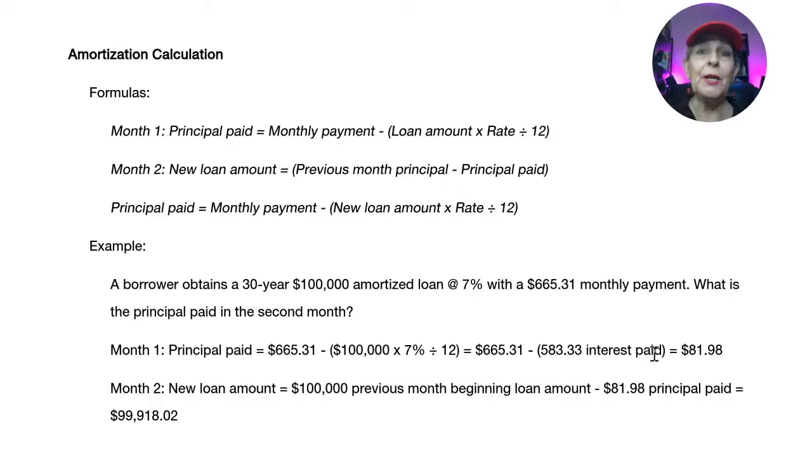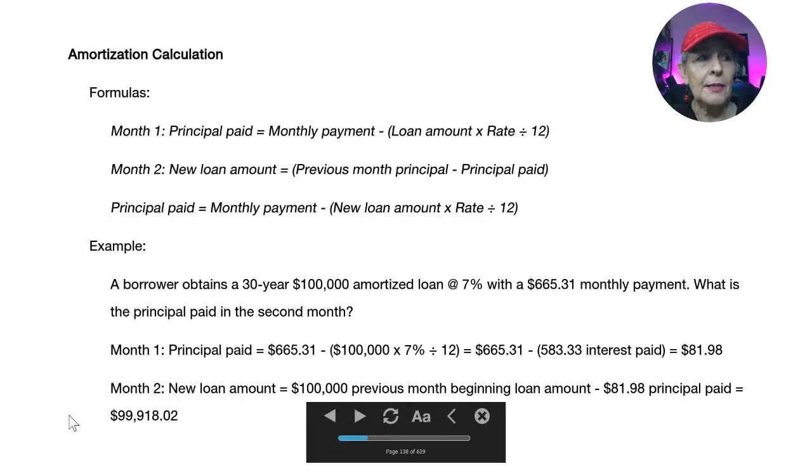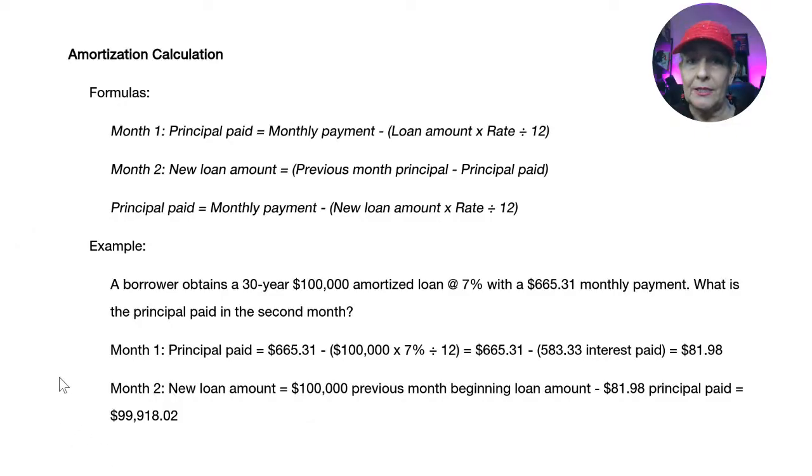Interest paid. Once we own a property, less goes towards the interest. But at the beginning, with a high interest rate, the majority goes to interest. So month 2, new loan amount. It's 100,000, the previous month's beginning loan, minus the principal paid, 81.98. That equals 99,918.02. That's the new loan amount.